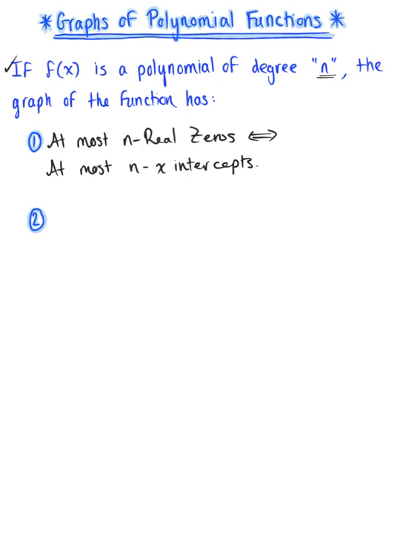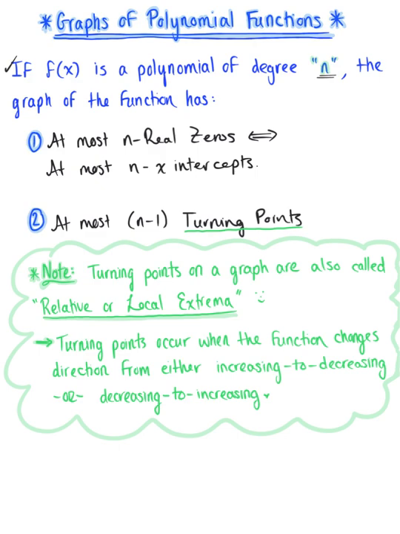Now, in addition to this, if a function f of x is a polynomial of degree n, then the graph of the function has at most n minus 1 turning points. Now, we want to keep in mind here, or make a little love note to ourselves, that turning points on a graph are also called relative or local extrema. These are the relative maxima or relative minima that occur when the function changes direction. So in other words, changing direction from increasing to decreasing or decreasing to increasing.